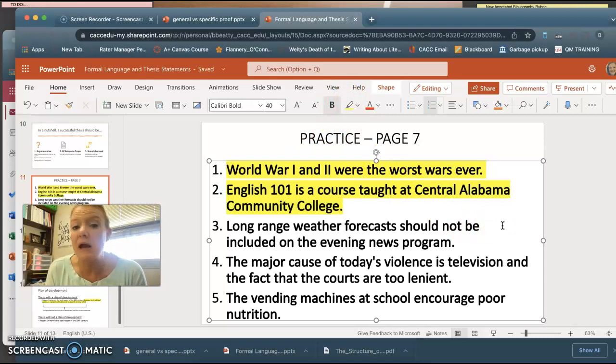That's a fact. You can't argue with that. English 101 is taught at Central Alabama Community College. That's why you're here. Number 3, long-range weather forecasts should not be included on the evening news program.